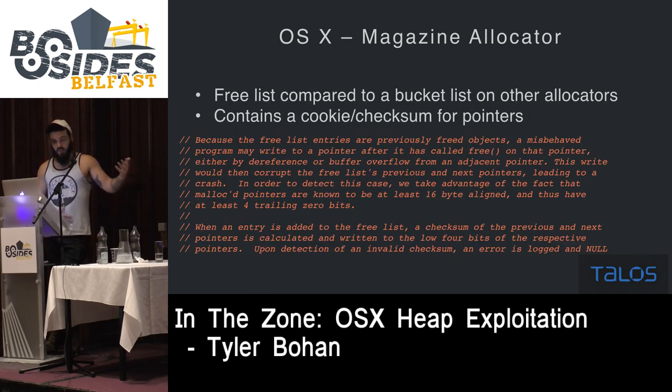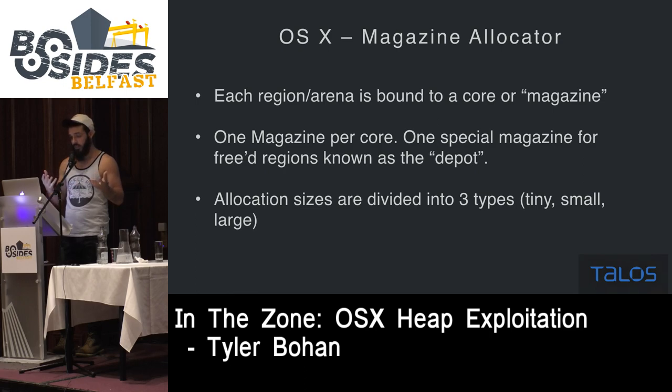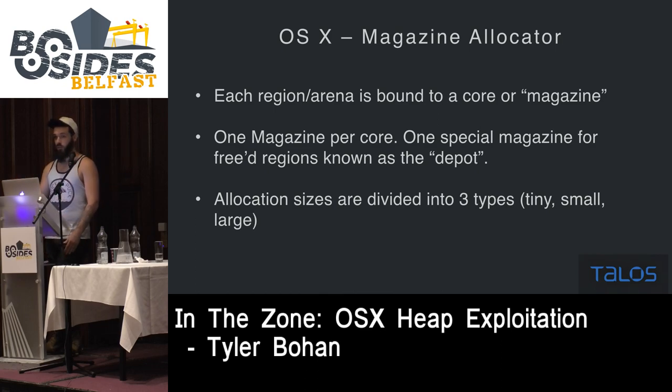All right, so I showed you the free list a little bit. It's just an arena-based allocator, so it's just a bucket list. It's pretty straightforward. And here is the worst part of this exploit and the best defense mechanism Apple's ever come up with. And it's the fact that they bind a magazine to a core. So what a magazine is, the region is where the actual memory comes from. So when I allocate something, it comes from a region. Well, a region is bound to the core of your computer.